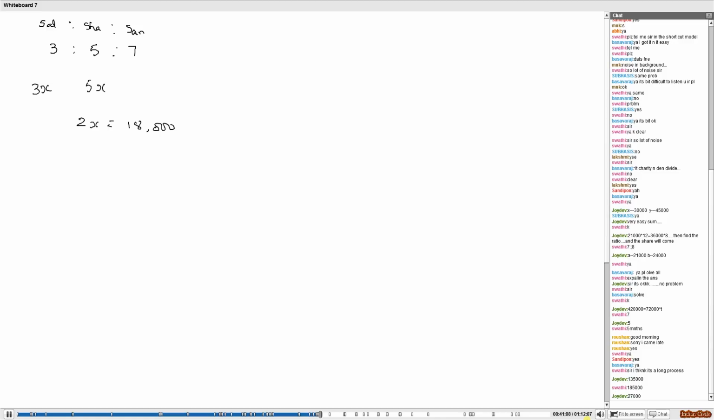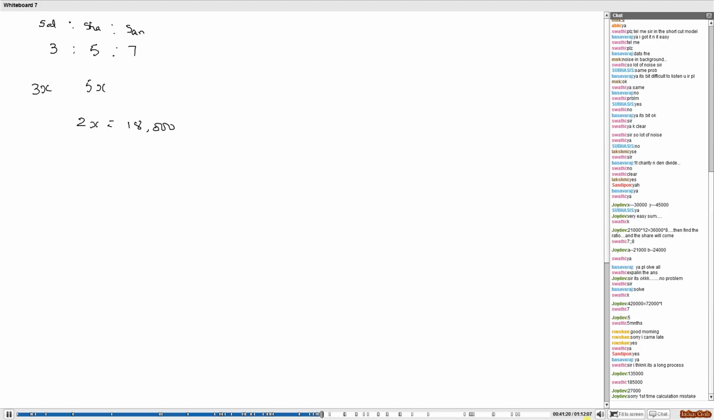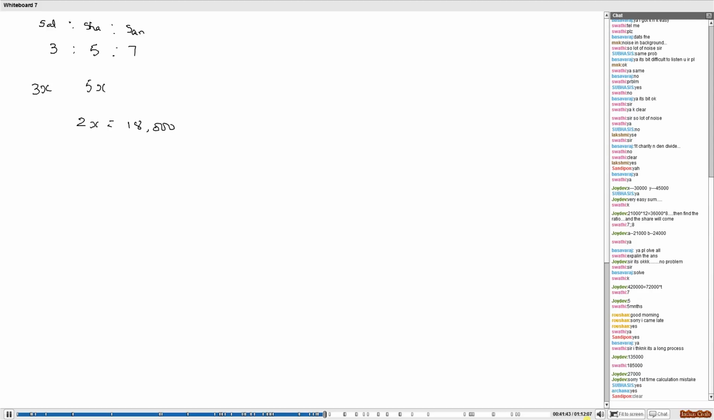Is it clear? Shahrukh got 18,000 rupees more than Salman, so the difference is 2x. 2x is equal to 18,000. Is it clear? Okay, and now is this step clear? 2x, the difference is 18,000 rupees. Clear. So we will get x is equal to 9,000 rupees.